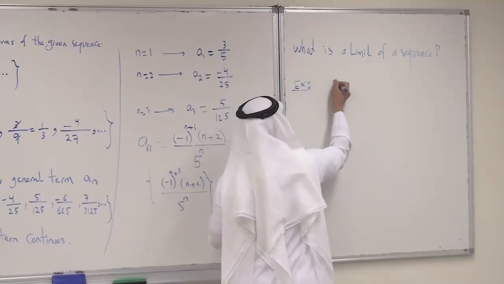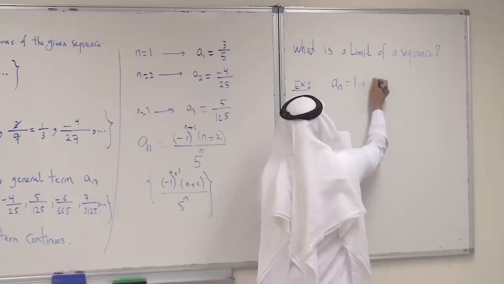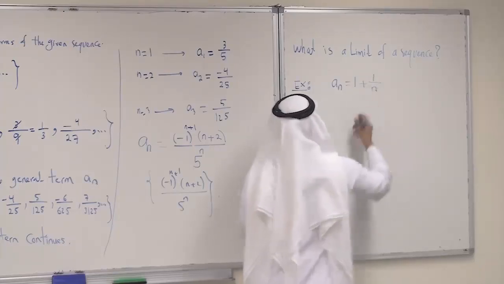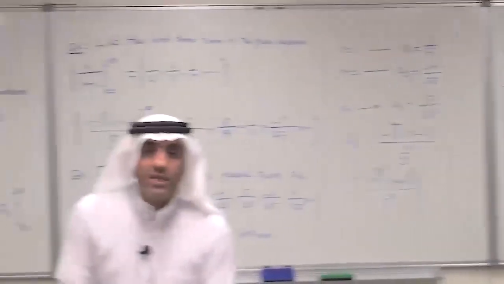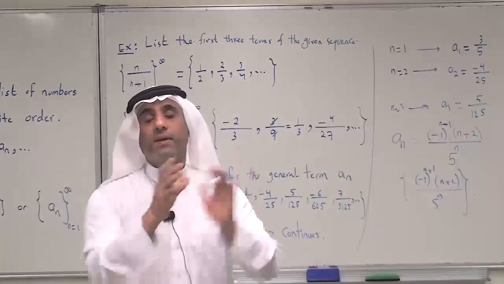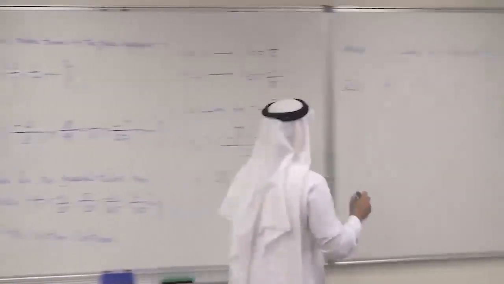Now assume someone gave me the nth term to be a_n is equal to 1 plus 1 over n. And he asked what is the limit as n goes to infinity? What happens to these values as n becomes very large? N goes to infinity. Okay, that's what we need to investigate.